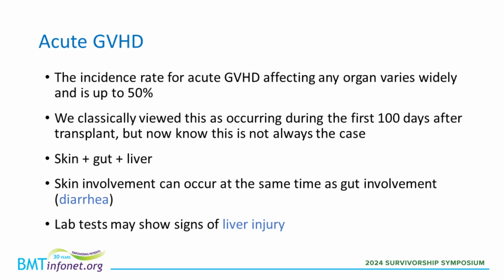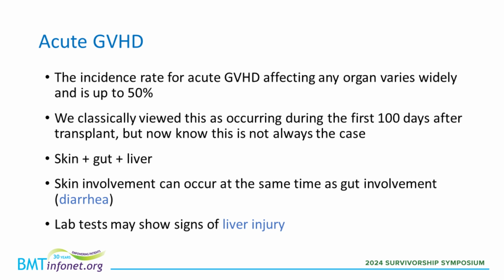When we talk about acute GVHD, it is hard to pin down an incidence rate because it really all depends on how acute GVHD is measured and documented and which organ system is checked. So it can be really hard to find exact numbers. The number I'm introducing here is up to 50% risk, and I know that there are some studies that show as high as 70%. But for the purpose of this talk today, I'm going to mention up to 50% incidence rate. Now, again, we classically view this as occurring during the first 100 days post-transplant, but now we know that if the clinical features are there, it can occur beyond 100 days.